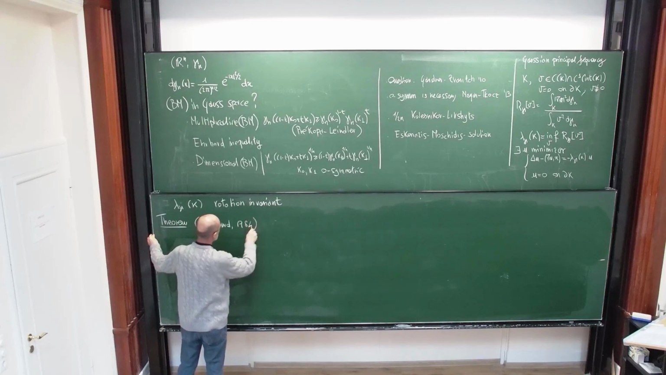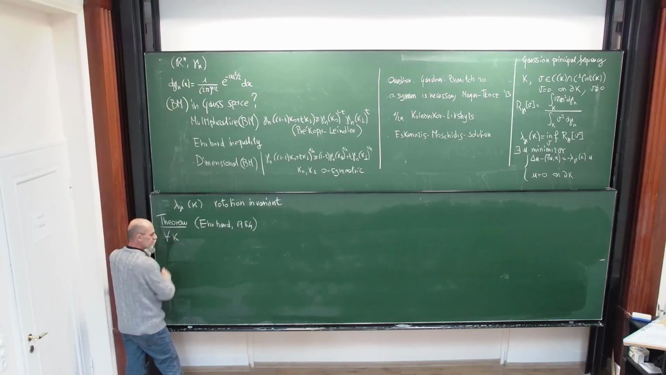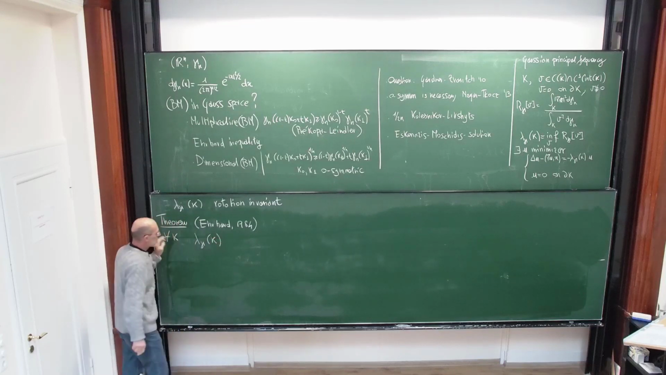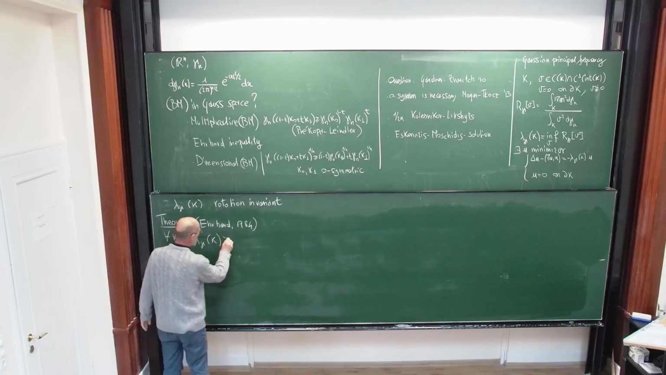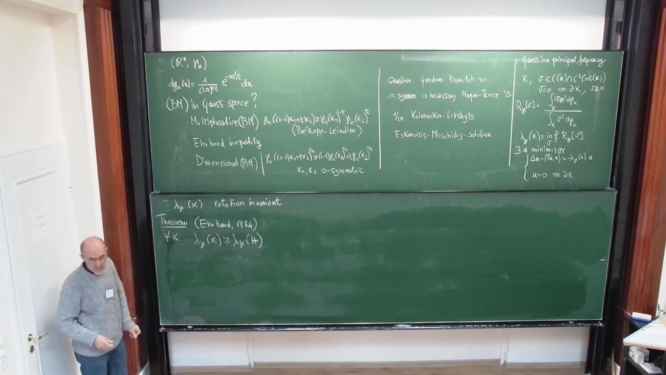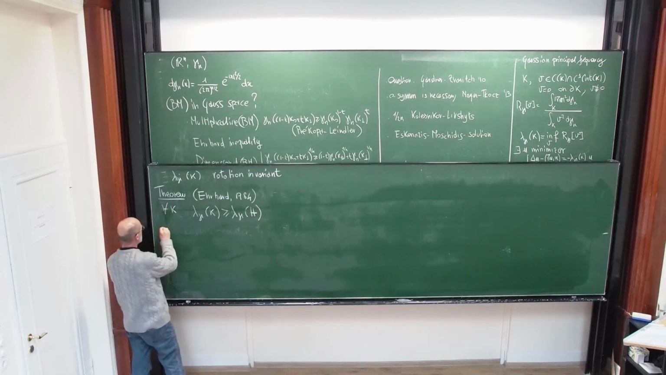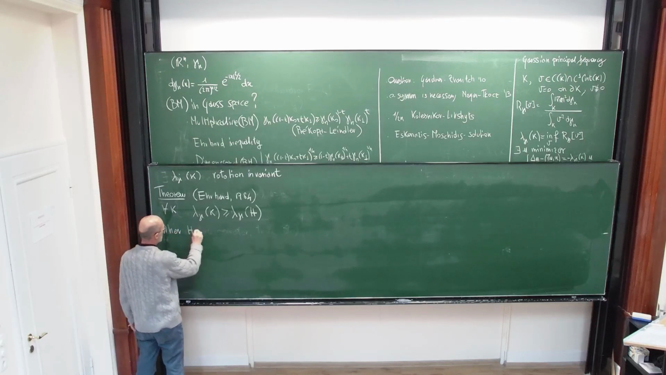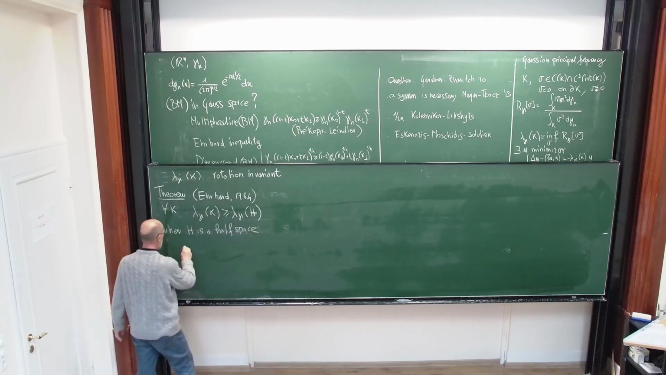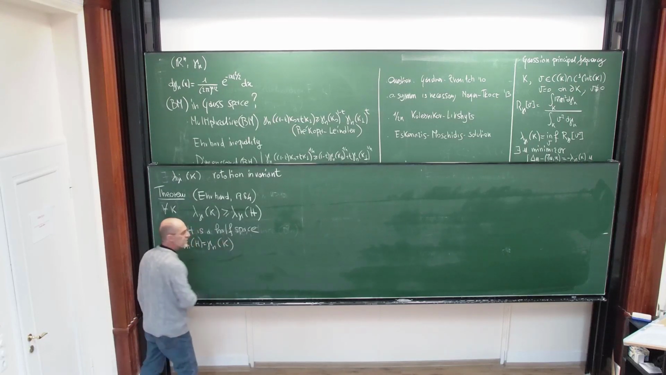In 1984, in this paper, Herald proved that for every K, the principal frequency of K, the Gaussian principal frequency, is bigger than the Gaussian principal frequency of a half space, not a ball, but a half space, with the same Gaussian measure. So where H is a half space such that gamma n of H is equal to gamma n of K.